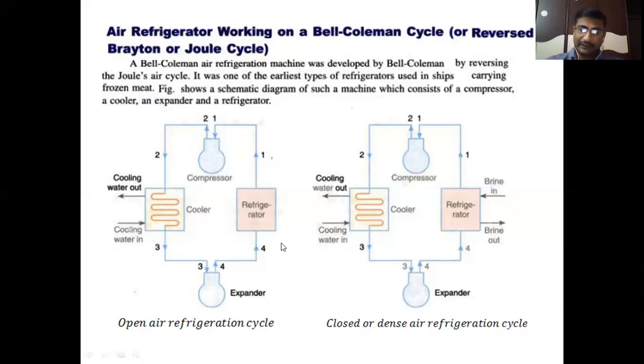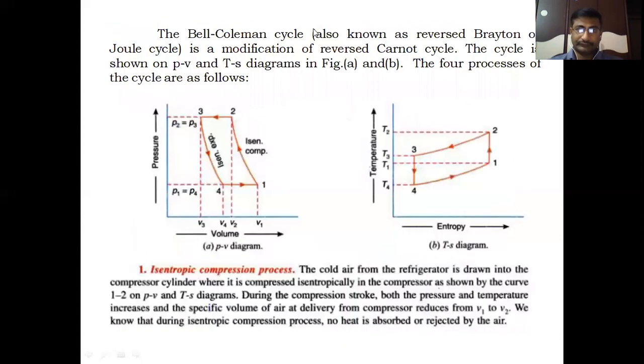One by one, we will look at the working of Bell-Coleman cycle. The Bell-Coleman cycle, also known as reversed Brayton or Joule cycle, is a modification of reversed Carnot cycle. It is based on the reversed Carnot cycle. The cycle is shown on PV and TS diagrams. The four processes of the cycle are as follows. The Bell-Coleman cycle also has four processes, as that of the reversed Carnot cycle. It is a modification of reversed Carnot cycle.